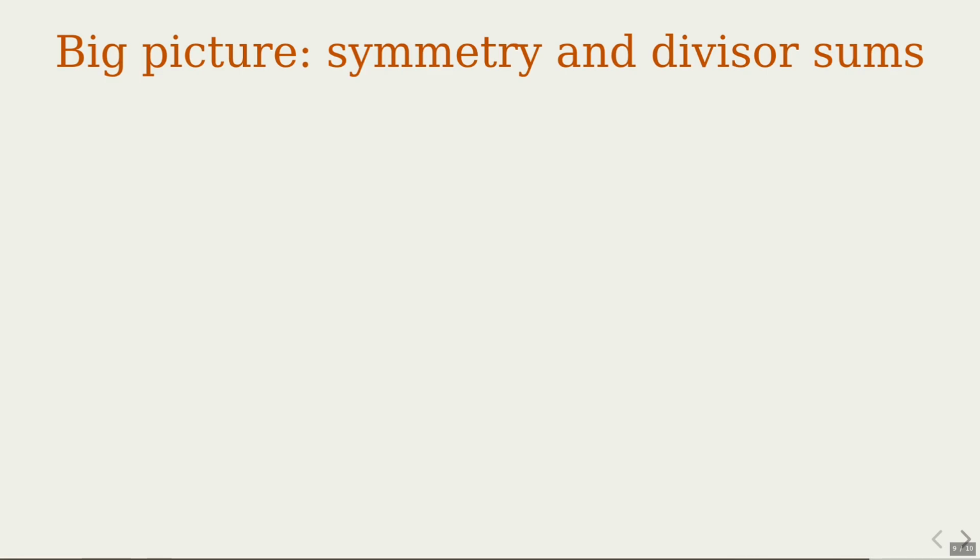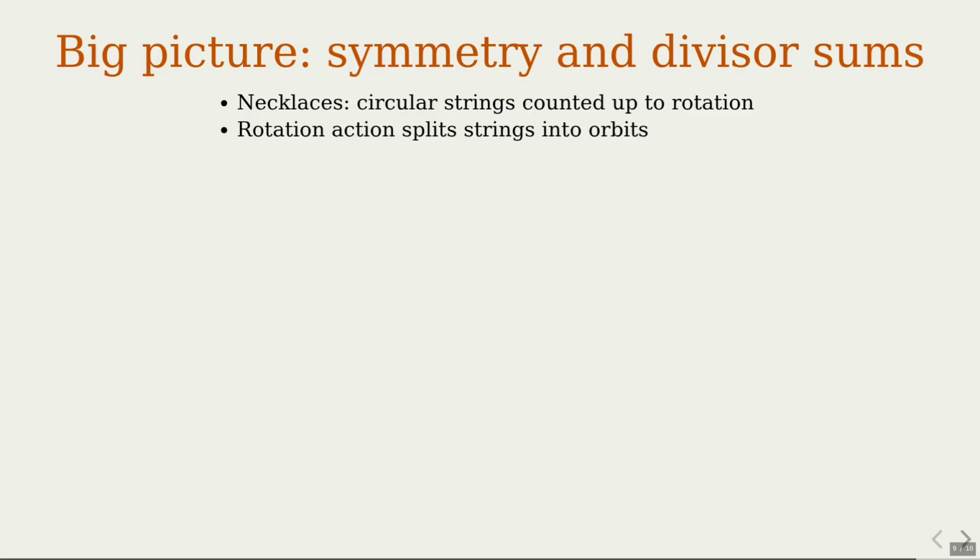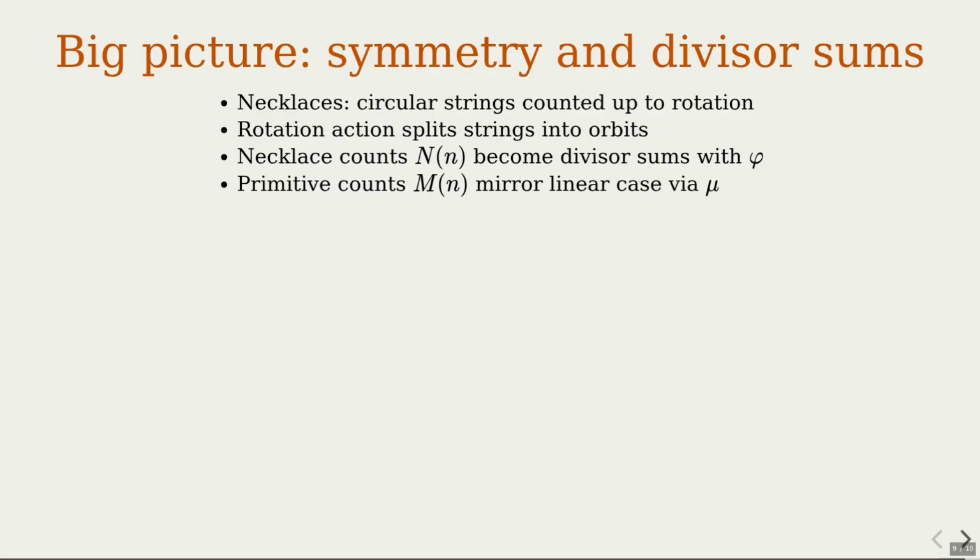Let us step back and connect the main ideas from necklaces to our broader themes. We redefined equality so that rotating the circle does not create a new object. Thinking of necklaces as orbits under the rotation group gave us a clean way to talk about symmetry. By grouping rotations, we saw Euler's totient function appear naturally in the formula for N of n. Möbius inversion controlled primitive linear strings, and dividing by n transferred that structure to primitive necklaces. Symmetry, orbits, and arithmetic functions like phi and mu will keep reappearing whenever we count structured objects up to equivalence.